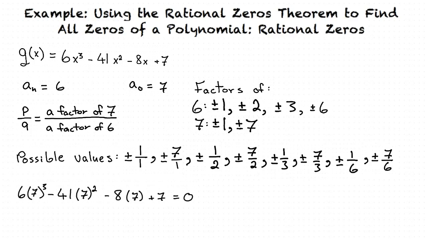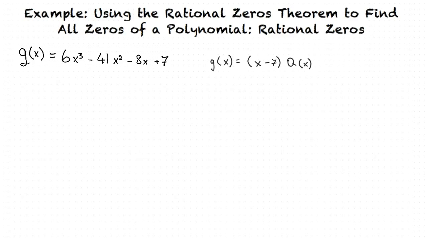And we can use this knowledge to find the remaining zeros of g of x. Based on the factor theorem, there must exist a polynomial q of x that satisfies the following equation. The x minus 7 comes from our knowledge that 7 is a zero of g of x. We can divide 6x cubed minus 41x squared minus 8x plus 7 by x minus 7 to solve for q of x.